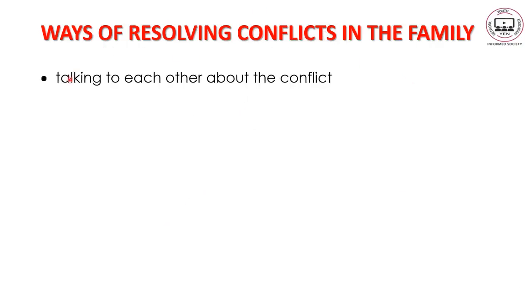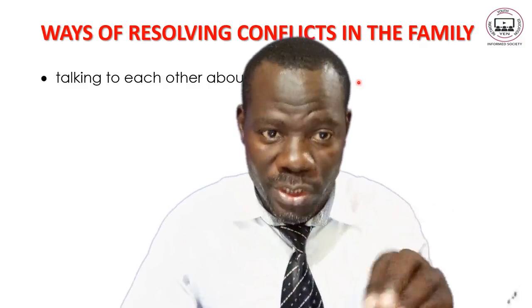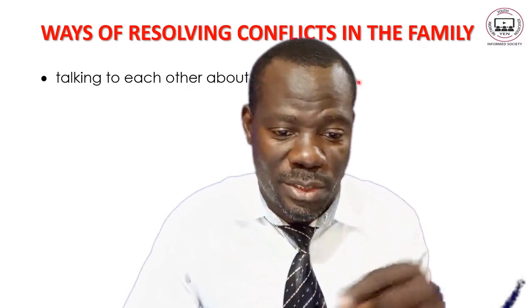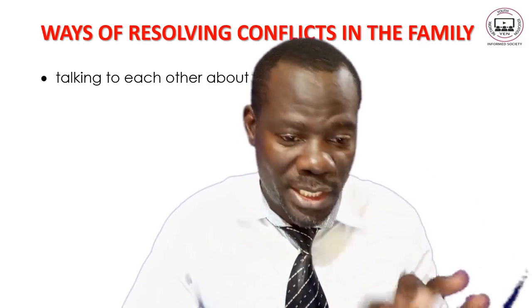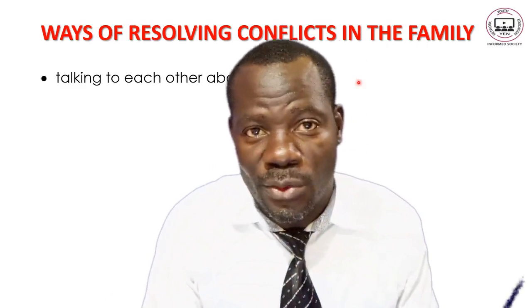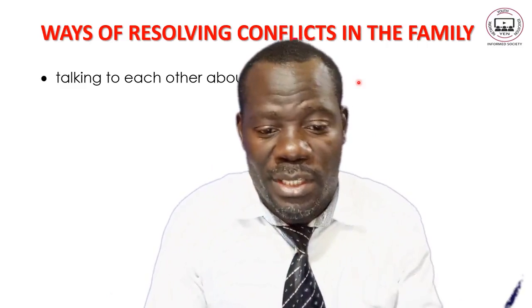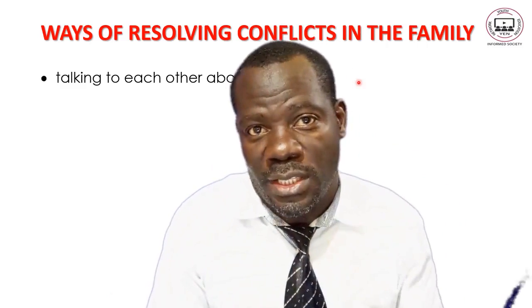Number one, talking to each other about the conflict. When there is a conflict, you talk to each other about it, to say there is this problem here. Each one has to know that really there is a problem. So that is the first way: you talk to each other about the conflict.